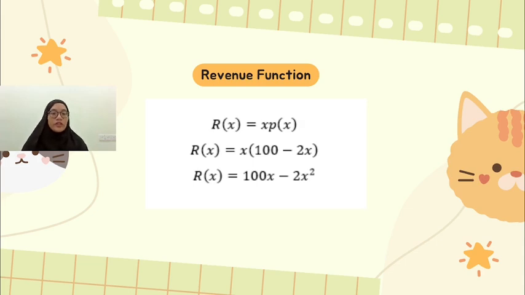For the revenue function, we can use R(x) equals x times P(x). So we put the P(x) from the previous slide, 100 minus 2x, into the equation. So it will be R(x) equals x times (100 minus 2x). We expand the bracket, and it will become R(x) equals 100x minus 2x squared.